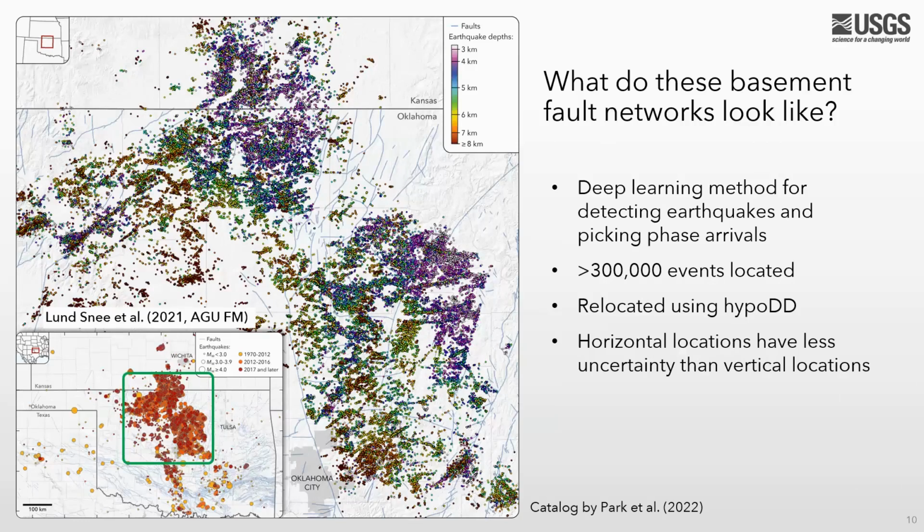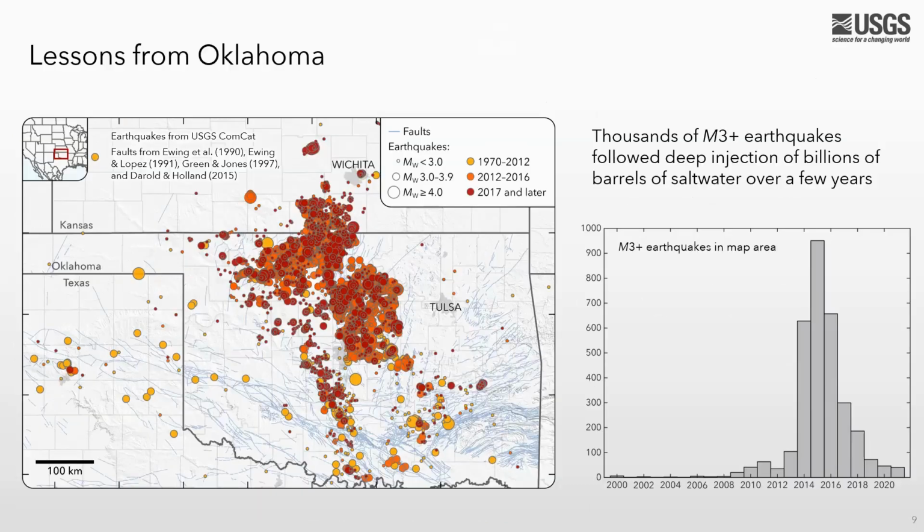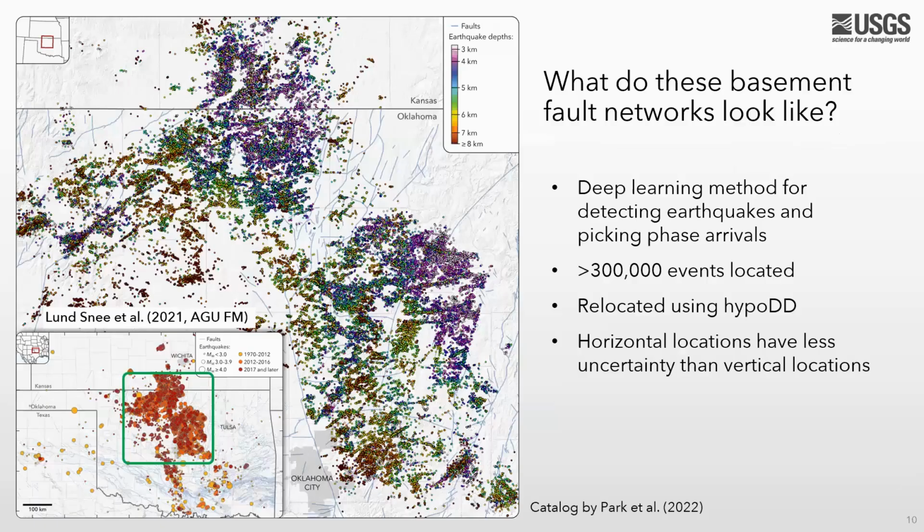So one thing that Oklahoma enables us to do, because of the thousands of magnitude 3+ earthquakes that have occurred there, is we get a view of what the basement fault networks look like when they get lit up by a pore pressure increase.